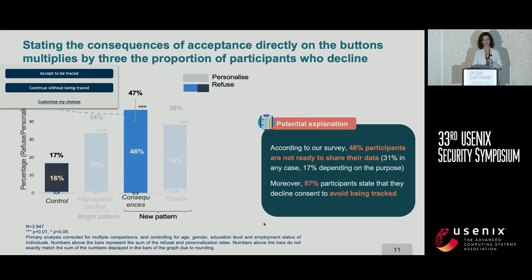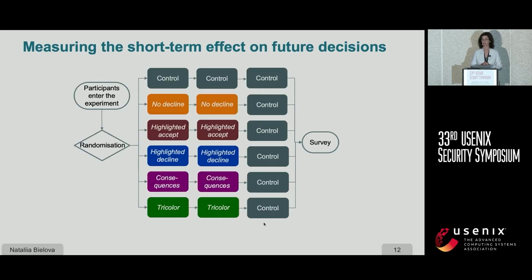Okay, there are many more results in the paper about various designs. What I want to show now is the impact on decision-making of the previous banners that users interacted with. So far you've seen the results on the first interaction of the first website, and now I will show the results on the interaction on the 3rd website, where all the users were faced with a neutral control banner with equal accept and decline. If the refusal rate is the same across all these groups, we would say that there is no impact of the past interaction on the future decision.